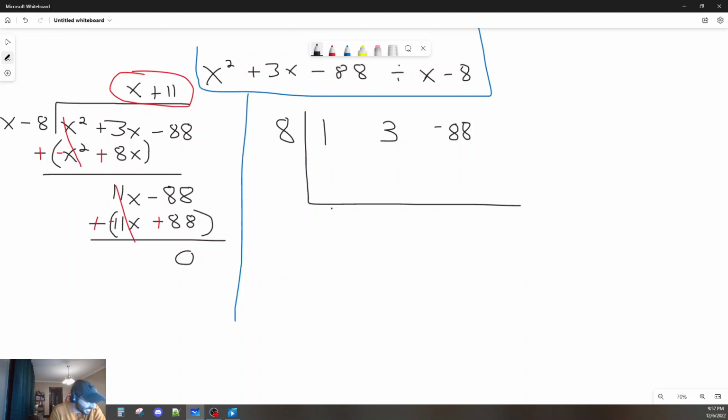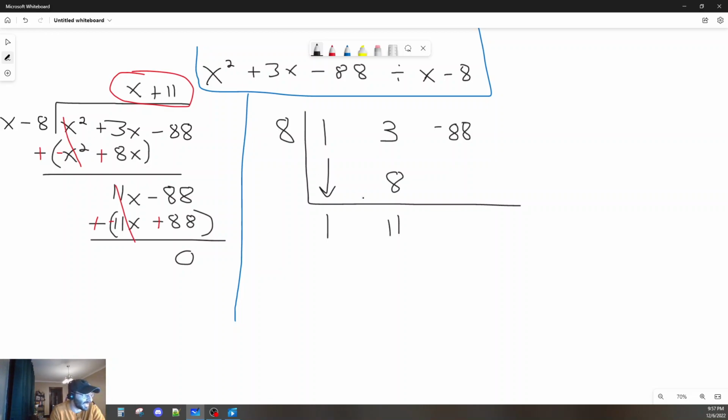Okay? And you can see the first thing he does is drop down this 1. Then he multiplies this outer 8, which came from negative 8, times this 1. 8 times 1 is 8, and he puts that right here. And then instead of subtracting like in long division, he's doing the opposite. He's adding. 3 plus 8 is 11. That's where he got the 11 from.